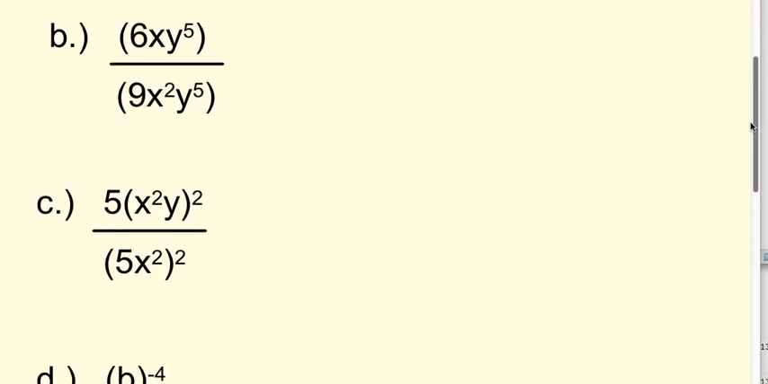Second example, we have a fraction and we want to do some reducing. So we can reduce the numerator and the denominator by a factor of 3. So I divide this by 3 and I get 2. I divide 9 by 3 and I get 3. I can divide the numerator and denominator by an x. So that becomes canceled out to a 1, and this now becomes just an x. I can reduce the numerator and denominator by y to the 5th. Y to the 5th and y to the 5th cancel out. So my final answer I'm left with in the numerator is a 2, and in the denominator I have 3x.